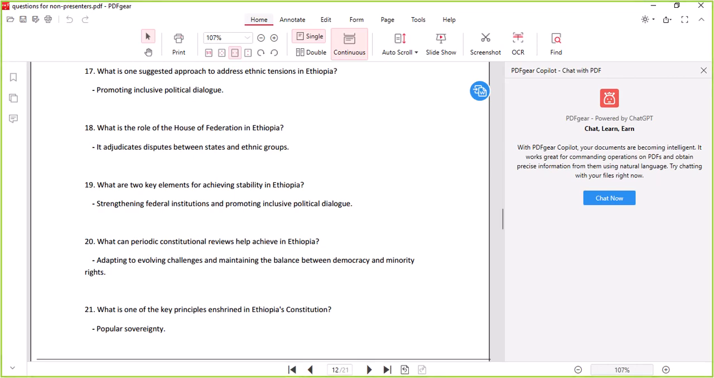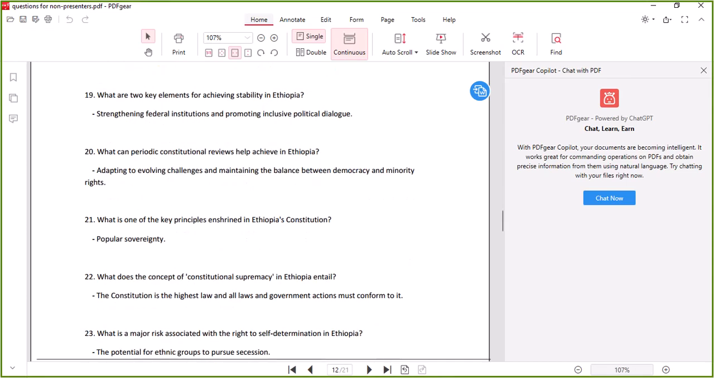What is one of the key principles enshrined in the Ethiopian constitution? Self-determination and popular sovereignty. Yes.